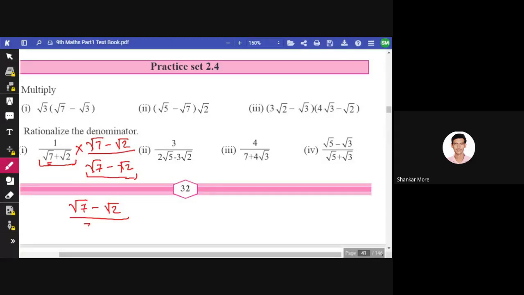So a square will be 7 only, and minus b square. Here a plus b and a minus b are there, so we will always take minus. Okay, remember this. In the denominator it will always be negative, because write down the formula. If we have in one bracket a plus b, in another bracket a minus b, it will be a square minus b square, always minus. Okay, so this is the formula, don't get confused in it. Now b square is what? B square is 2. So the final answer will be under root of 7 minus under root of 2 divided by 5.